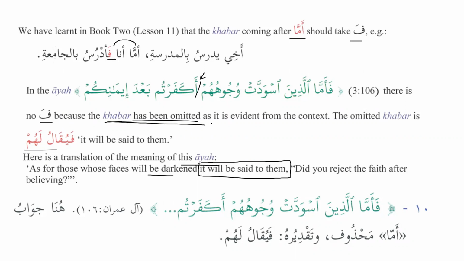I also, to be honest, whenever I would recite and go through this verse of the Quran, I never realized until I came across this point and I noticed over here, and from these lessons, I mean, from these books, that after Amma, there is no Fa. So what happened? And then after that, when we reflect and when we try, then inshallah, we can figure out that something has been dropped. So it's the same thing in Arabic. فَأَمَّا الَّذِينَ اسْوَدَّتْ وُجُوهُهُمْ أَكَفَرْتُمْ هُنَا جَوَابُ أَمَّا مَحْذُوفٌ وَتَقْدِيرُهُ فَيُقَالُ لَهُمْ, and its hidden meaning is that it will be said to them.